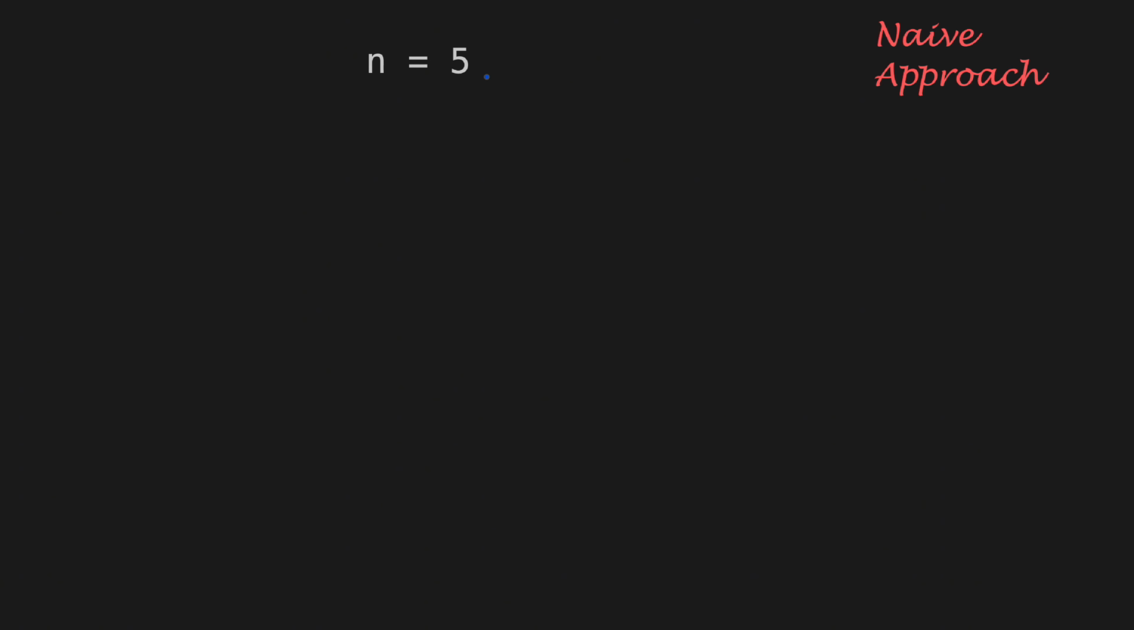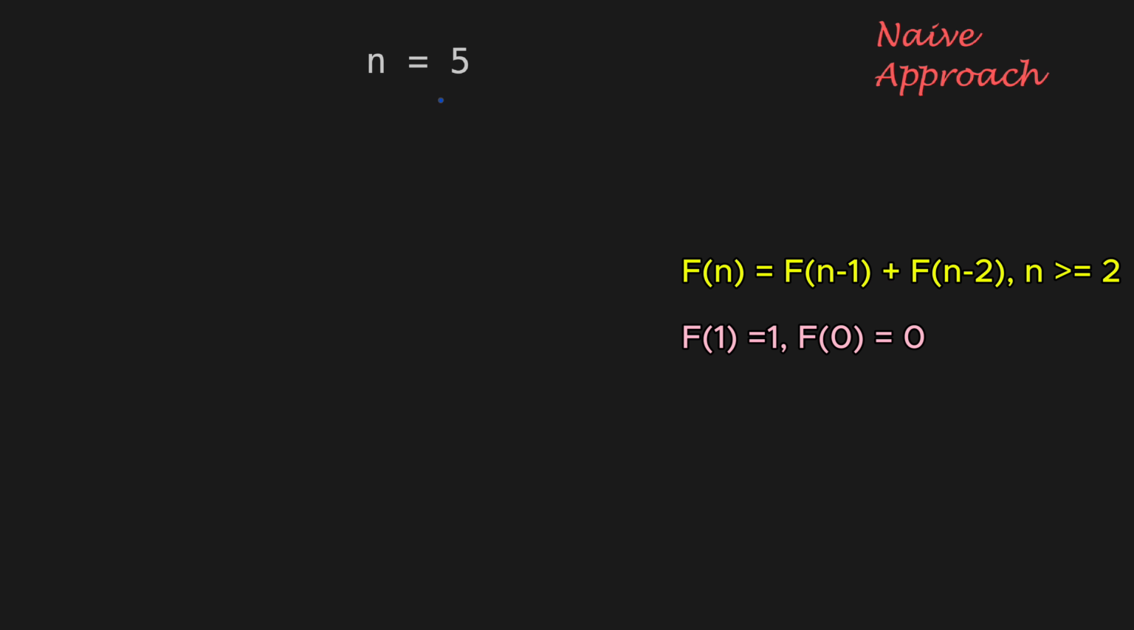To start with, let's explore the naive approach first for calculating the nth Fibonacci number, which is purely based on its definition, where f of n is equal to f of n minus 1 plus f of n minus 2. Let's solve it and visualize the recursion tree for n equal to 5.